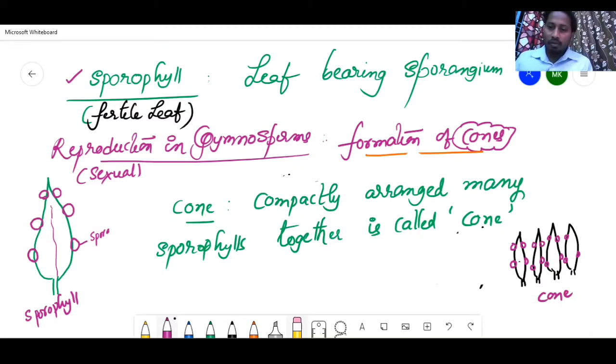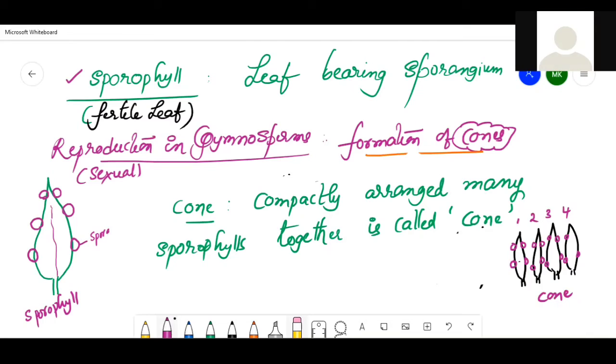Because so many, here 1, 2, 3, 4 sporophylls. Yes or no? Yes, sir. So there are so many. As I have shown here, very few, but on a plant there will be many. Such sporophylls together is called cone.